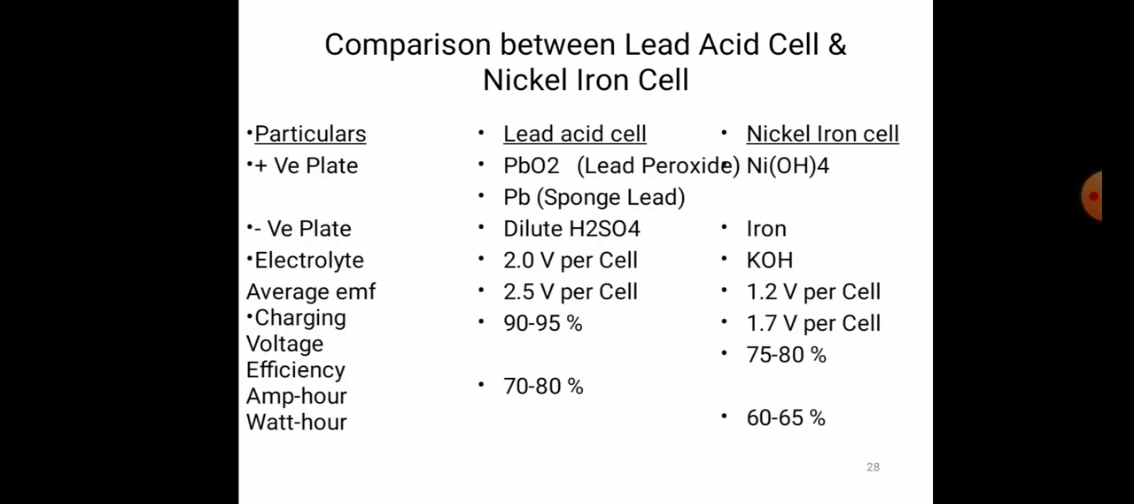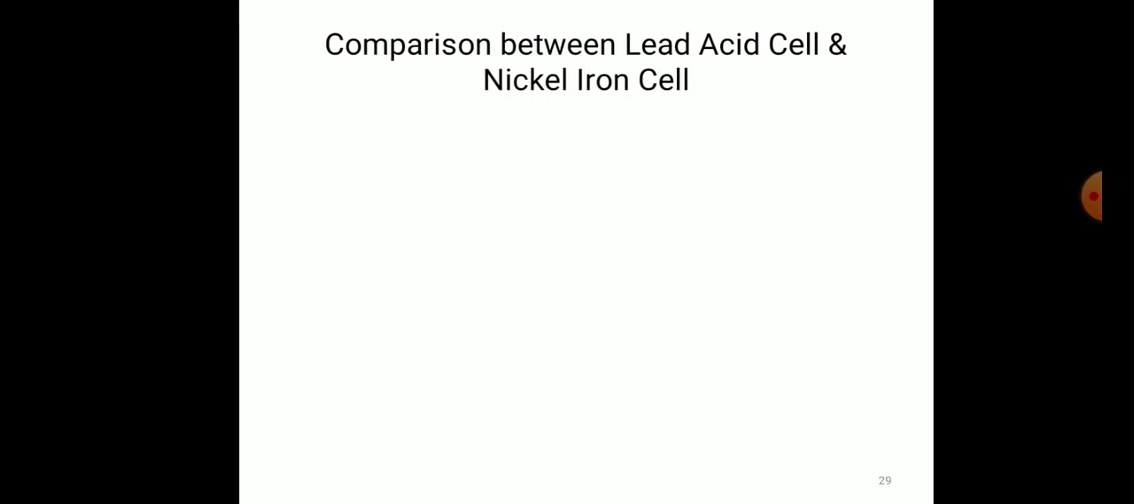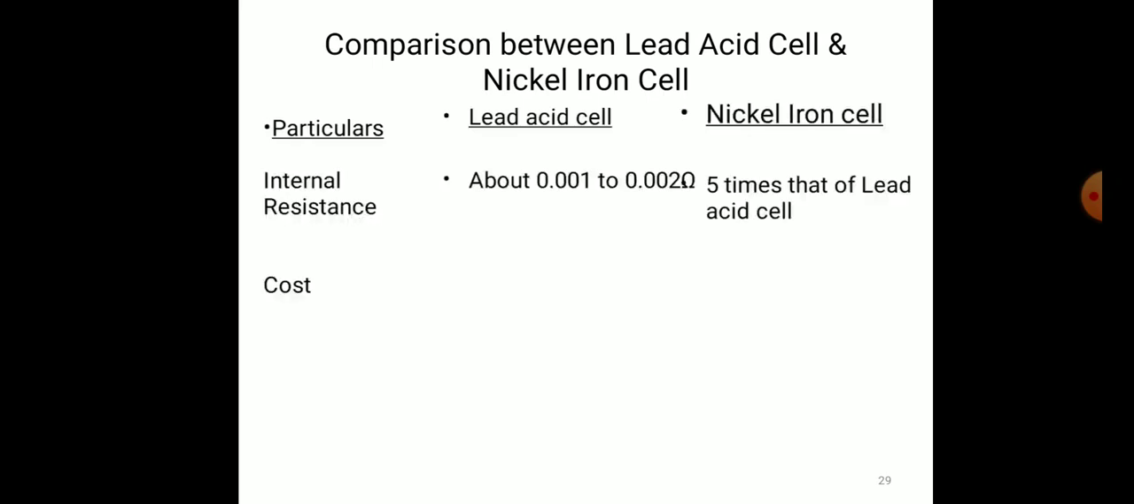Charging capacity, how much does it have? 90 to 95%, 1.7 volts per cell we are using. Efficiency is 90 to 95%, amp power 70 to 80%. You can compare these two and see which is the best. The lead acid cells are comparatively more advantageous. Again, there are so many other parameters.